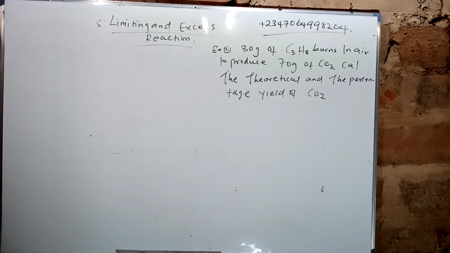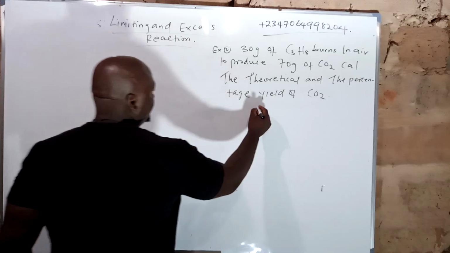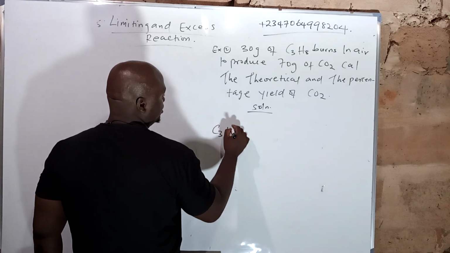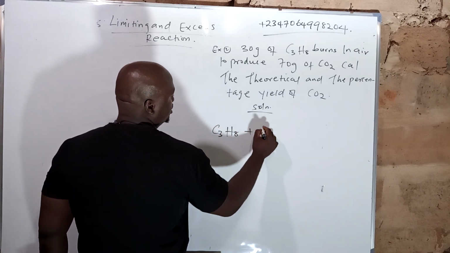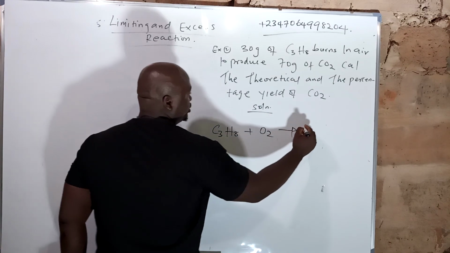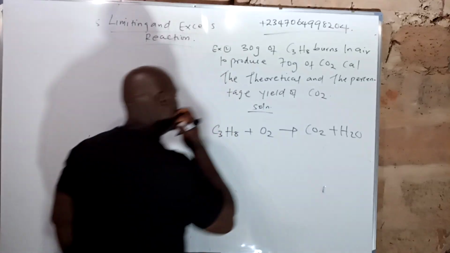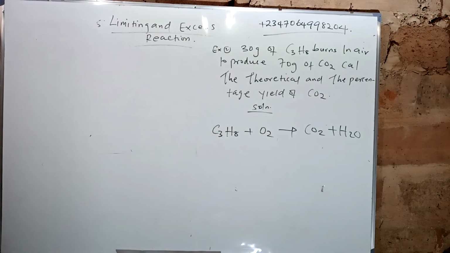Whenever an organic compound burns in oxygen, it will always produce CO2 and water, is it not? So, we have C3H8 plus O2. The product is always CO2 plus water, right? Now, the next thing is for you to balance it.